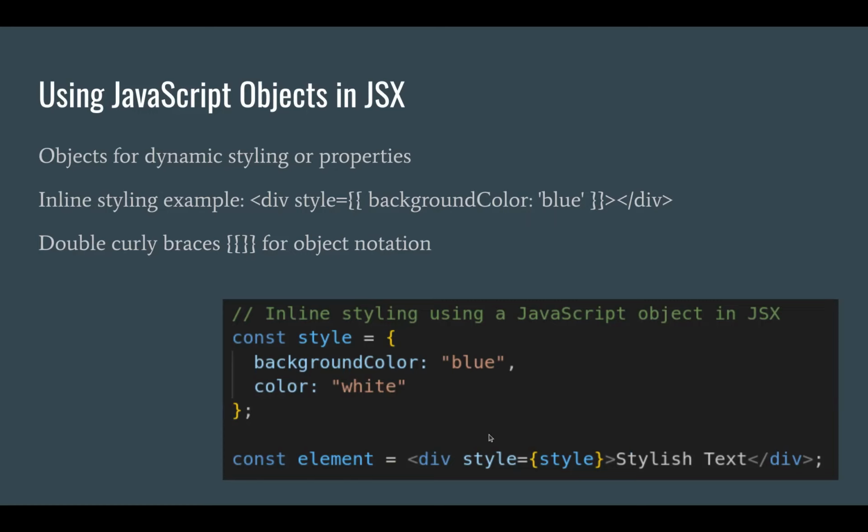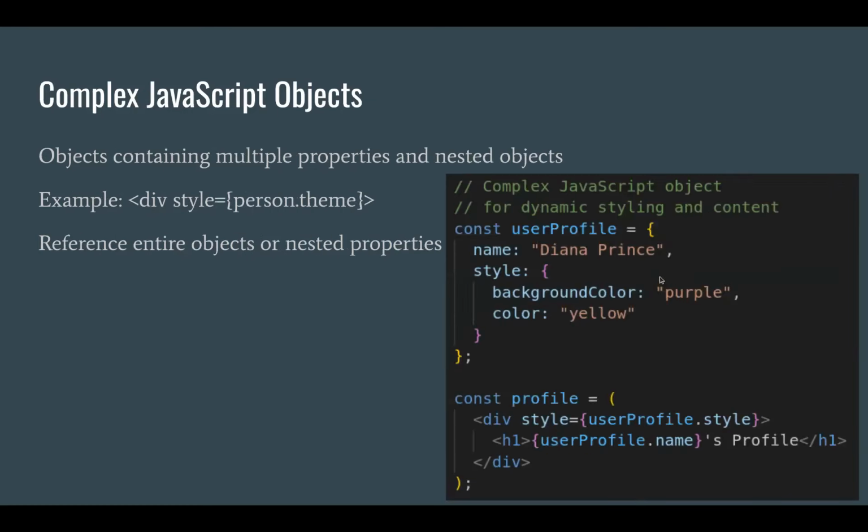And here's another example. This is when you actually store the style in a JavaScript object, and then in your div style, you can just call this style inside curly braces.